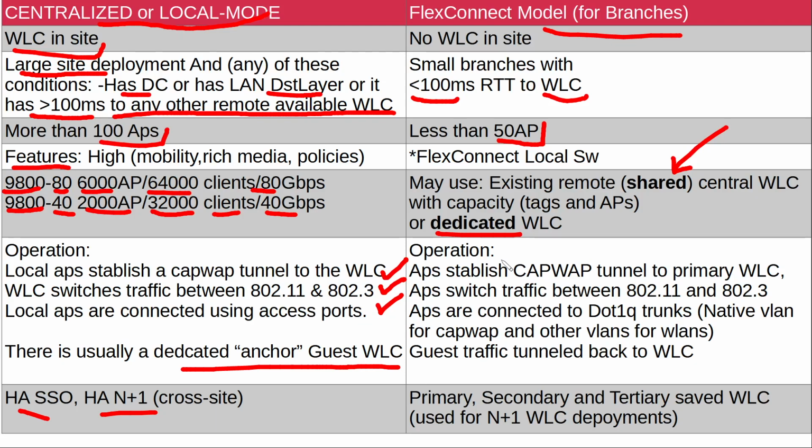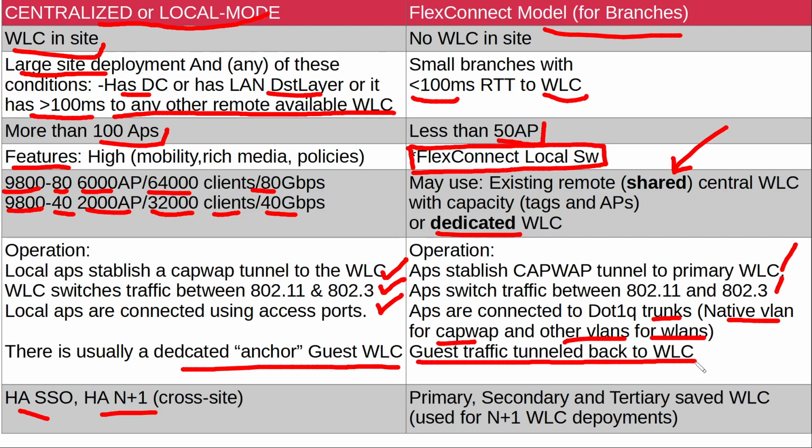The operation is usually the same, but remember that these remote access points operate in FlexConnect local switching mode. That means that the remote access point will establish a CAPWAP tunnel to the primary wireless LAN controller, and this remote access point will switch the traffic between the wireless and wired networks. These remote access points will be connected to trunks, where the native VLAN is used for CAPWAP and other VLANs for the wireless LANs. In this case, the guest traffic will be tunneled back to the wireless LAN controller. Remember that this will eventually be sent to an anchor guest wireless LAN controller.